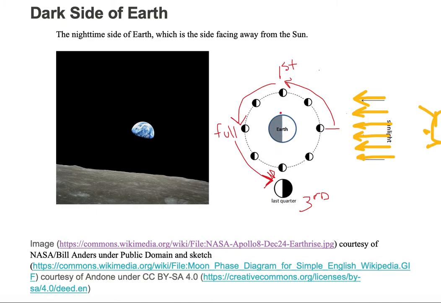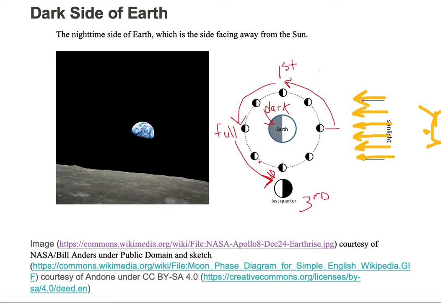Now here we are on the Earth, and we have sunshine streaming in from the right, striking the half of the face of the Earth facing the sun, and that's called the light side of the Earth. The side of the Earth that's facing away from the sun is called the dark side of the Earth, otherwise known as the nighttime side of Earth. It's the side of the Earth that's facing away from the sun. You just don't have sunlight reaching it.